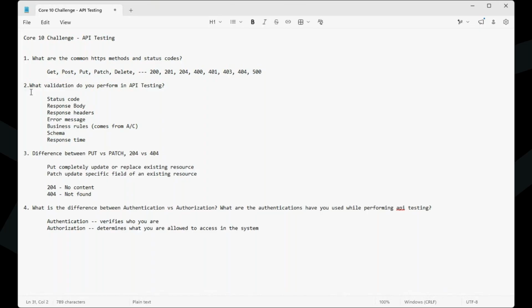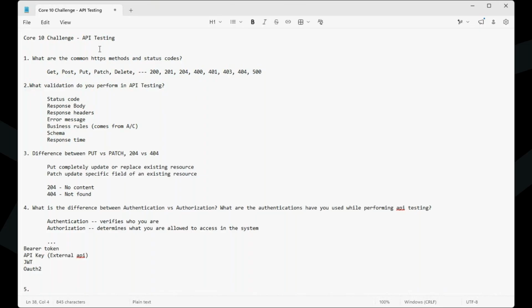And what authorization have you used? You can say bearer token. You can talk about API key. API key basically for external APIs. You can talk about JWT as well, JSON Web Token. You can talk about OAuth 2. So these are the authentication methods you have used, right?